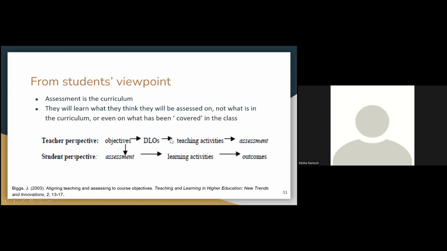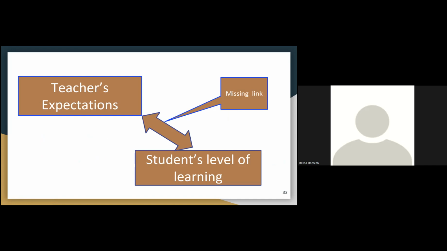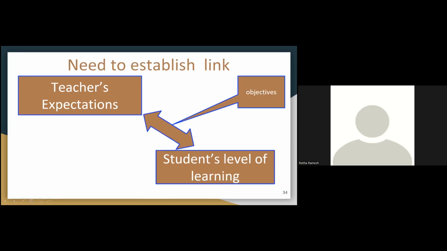If you want to link these two things, the only thing which links these two perspectives, teacher and students, is the objective. This is from a famous Biggs paper. This is called constructive alignment. So this diagram is called constructive alignment. There should be a constructive alignment between the questions that you are asking and the objectives that are there for that curriculum. You have to match the teachers' expectations to the students' level of learning. The missing link is at objectives.